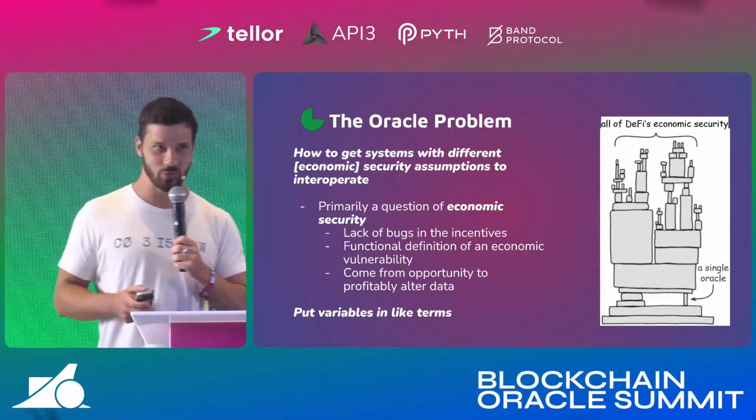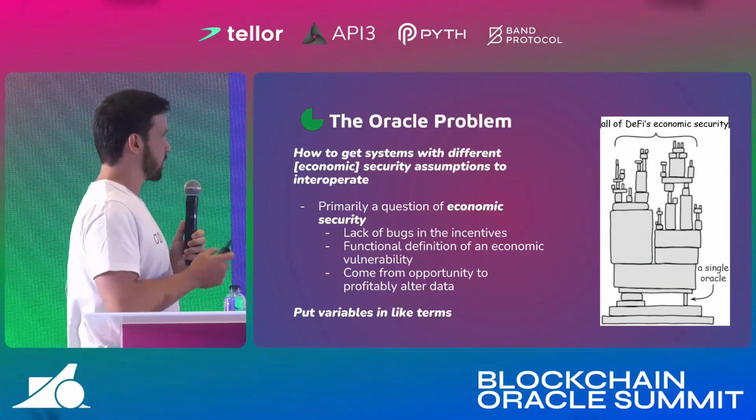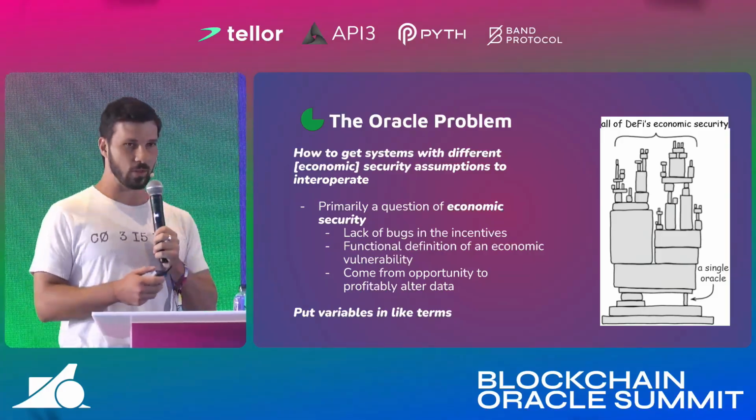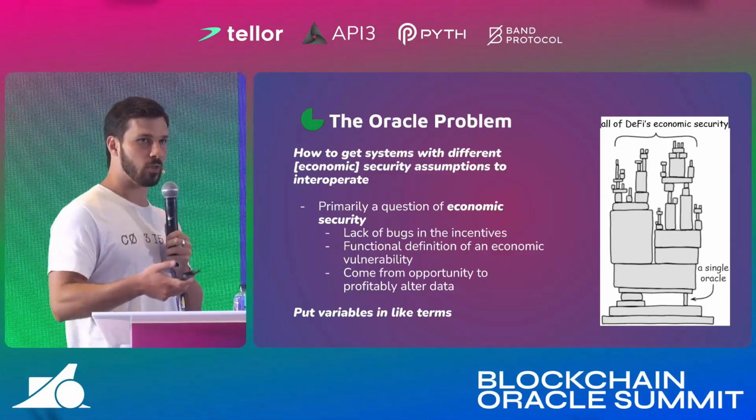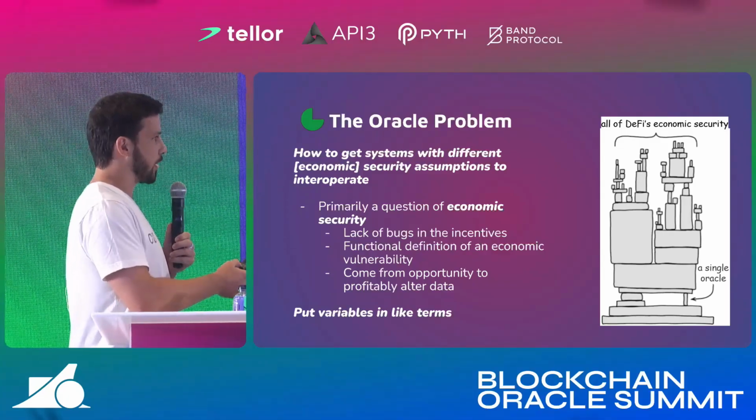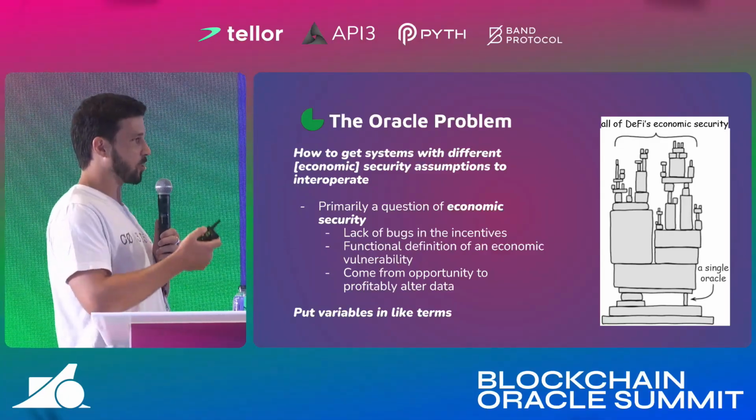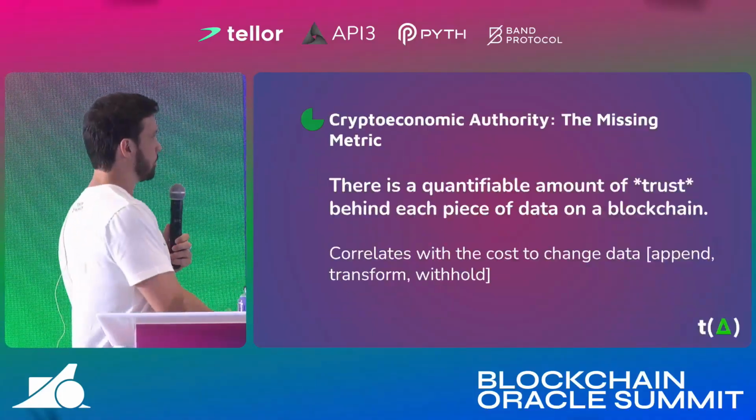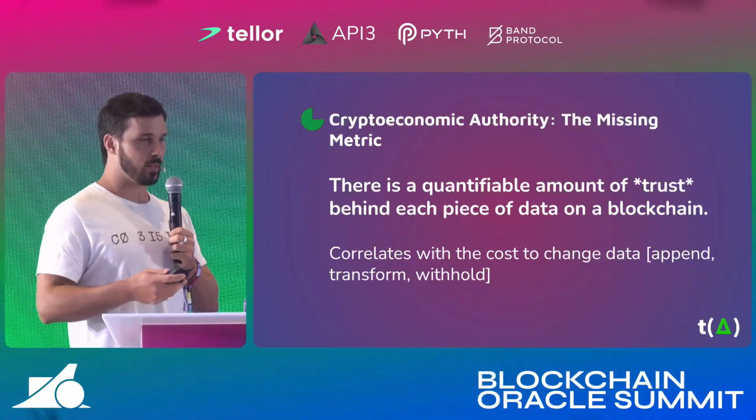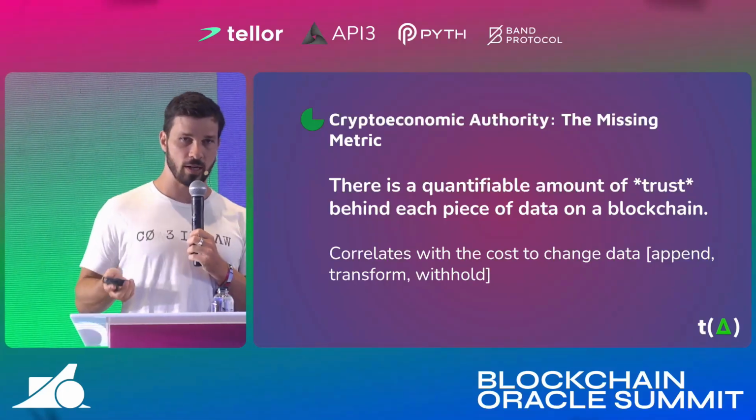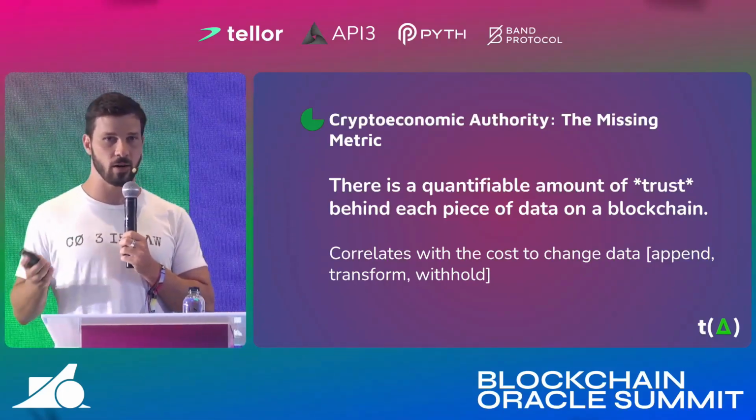All right, we're going to switch over to a mic here, a little better. So we're going to talk about how to put this into like terms so you can do useful calculations with this value and calculate how secure a given piece of data is or how much trust you should put into it. This term we call crypto economic authority. This is the quantifiable amount of trust behind any given piece of data on a blockchain.